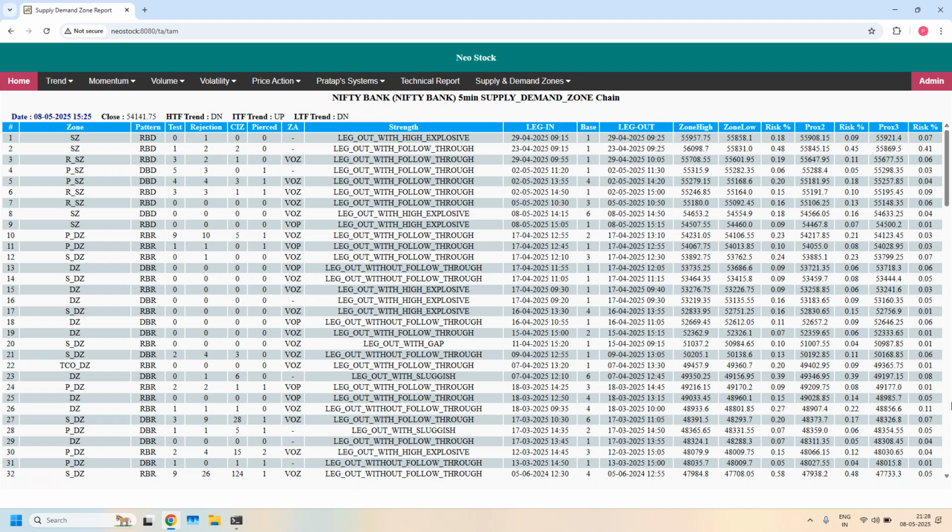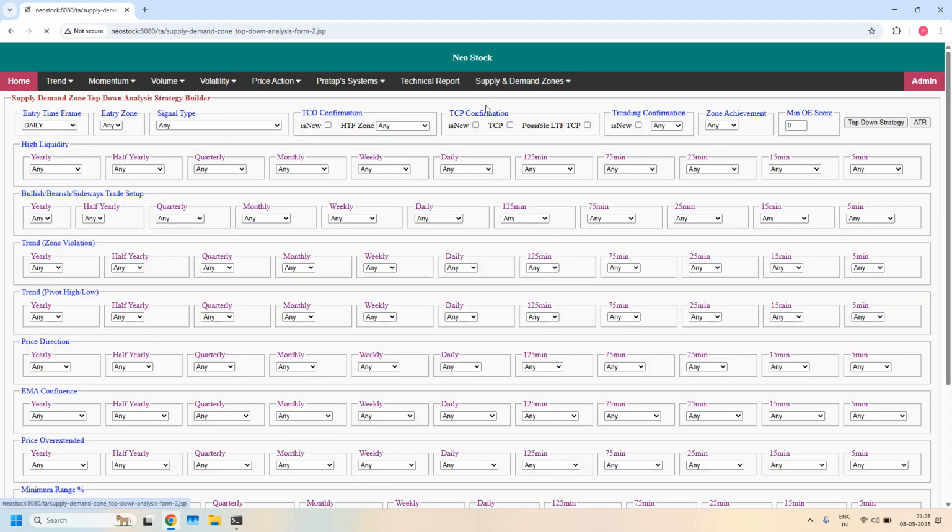Next, we will generate sideways, bullish, bearish trade setups for monthly, weekly, daily and hourly income trade. Okay, starting with sideways long trade setup for monthly income trade, entry time frame daily, entry zone demand zone, bullish or bearish or sideways trade setup at daily. I am selecting sideways long, zone achievement violated opposing zone, minimum odd enhancer score 11. Let's filter.